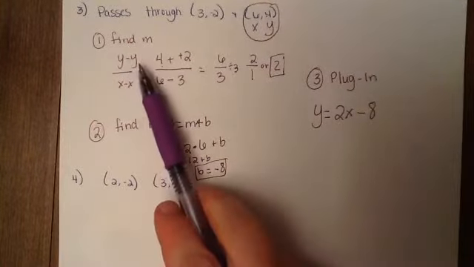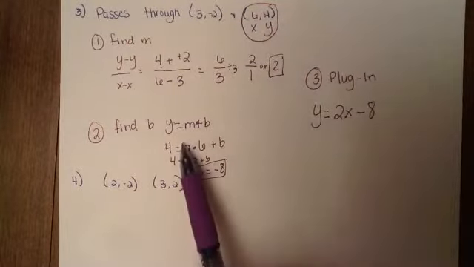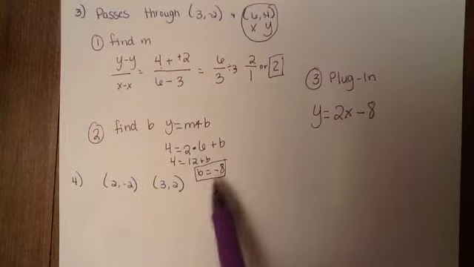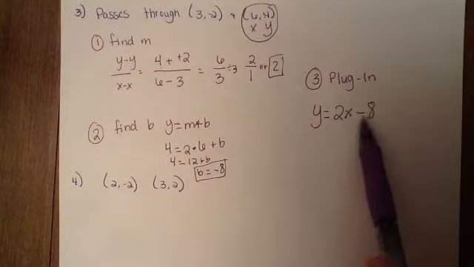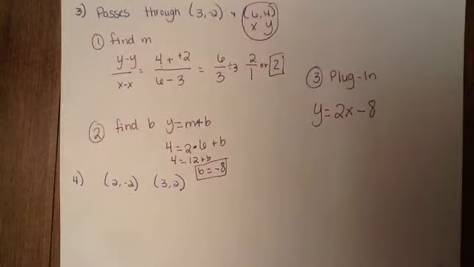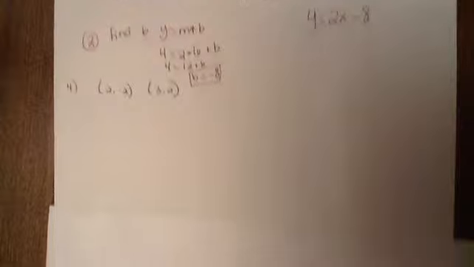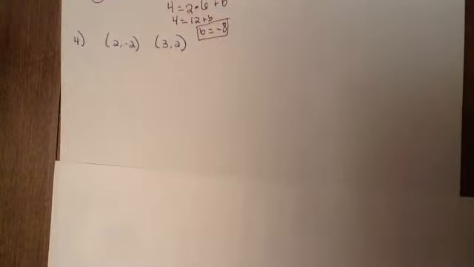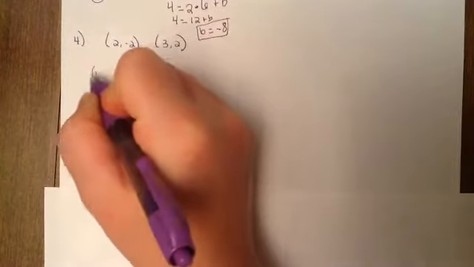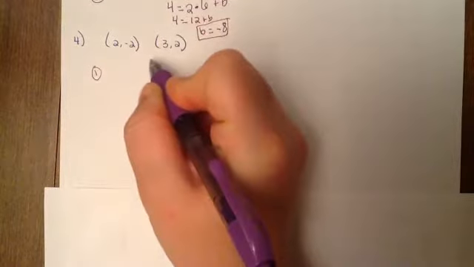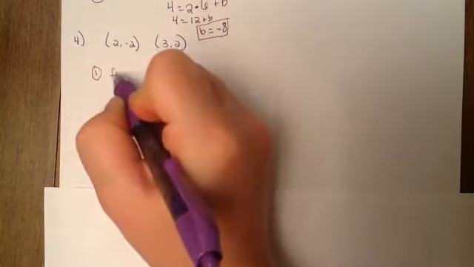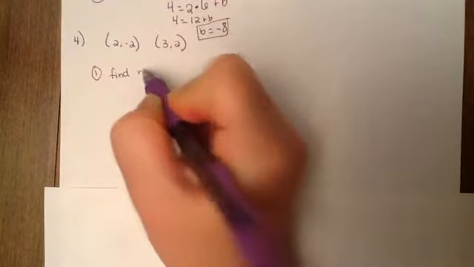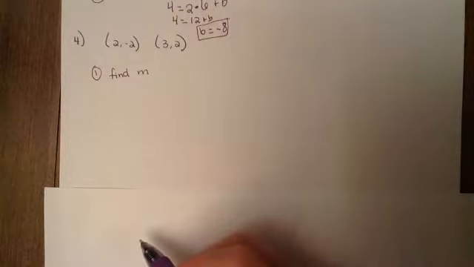Use what we know about slope to find our slope. Plug that in one of the points to find b. Plug in and solve. Try this next one on your own. Let's see how you did. The first step will have to be to find slope. All right? We need to have the slope for slope-intercept form.